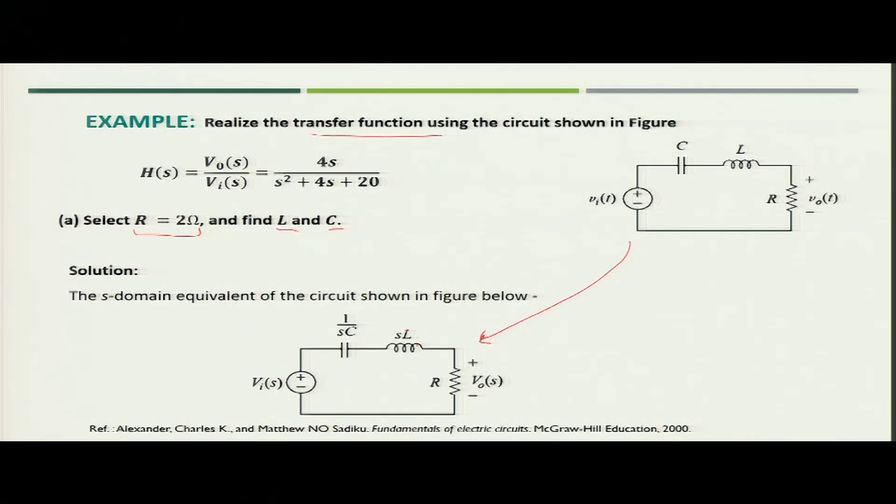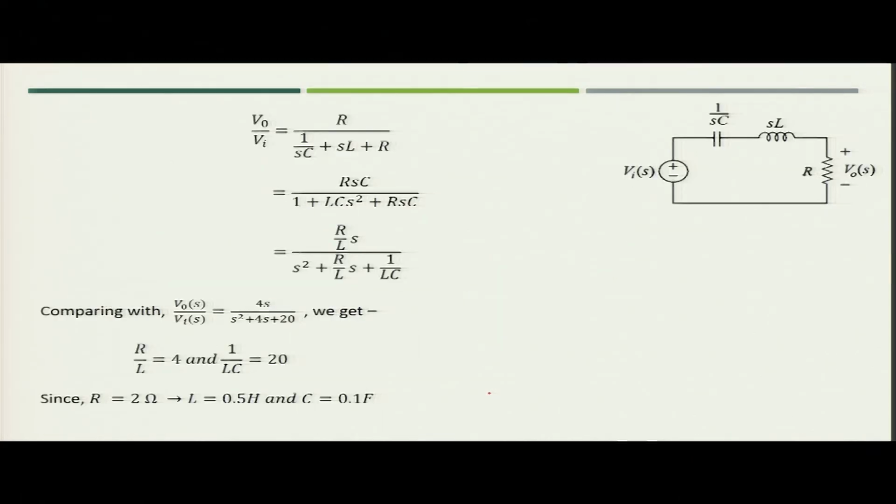of the given circuit would be: C will be replaced by 1 by SC, in place of L we will see SL, and V naught t will become V naught S in the S domain, R will remain the same, and Vi at any time t will become Vi S. So, what do we have to do next? Now, we have to write the loop equation and represent the voltage across R as part of Vi, so that we get the transfer function.